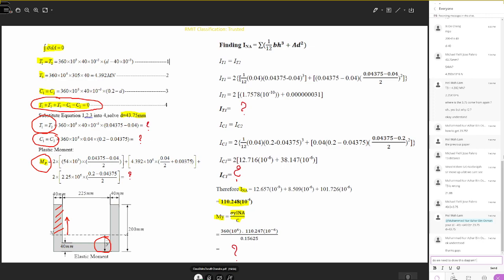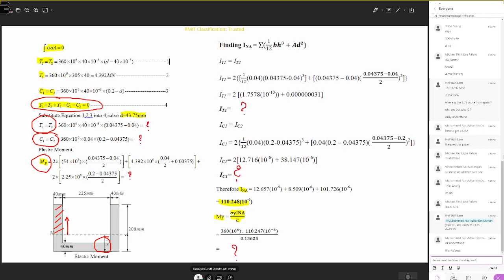So that gives you, yeah, I think I have shown you when I used the camera. Half of the distance, I think 156.25 over 2. So you can calculate the plastic moment. Once you know the plastic moment, then you need to calculate the elastic moment.